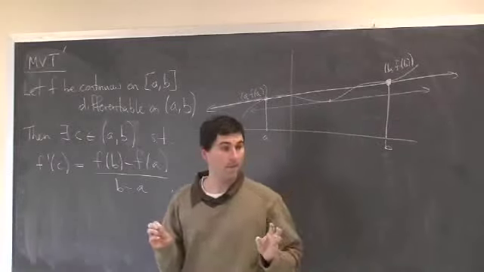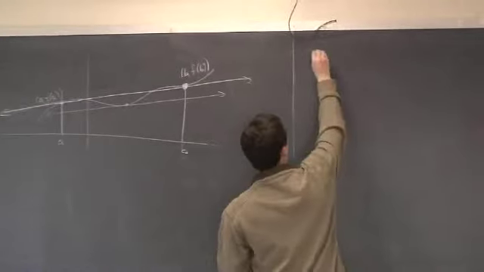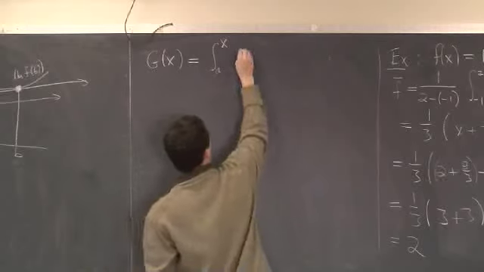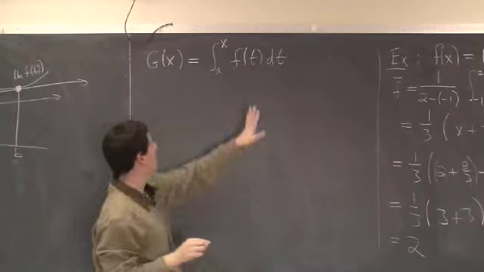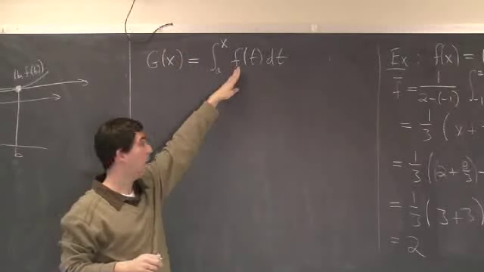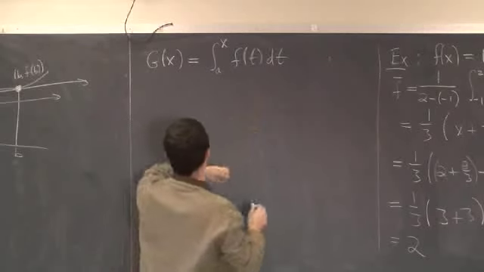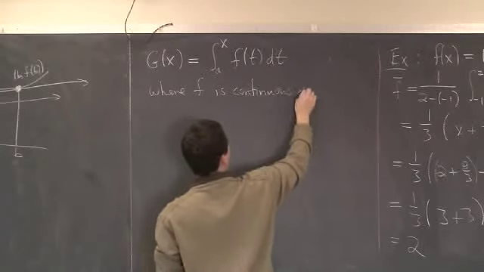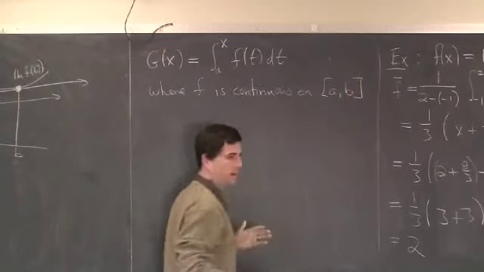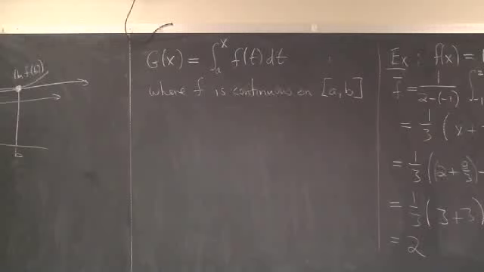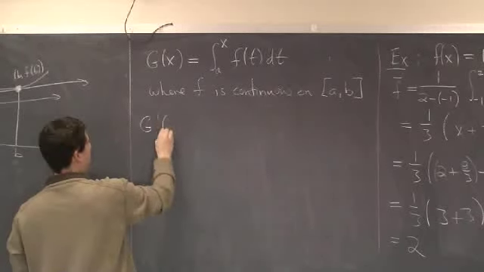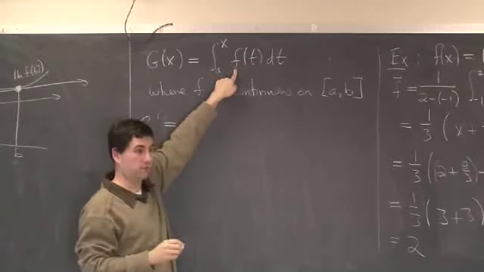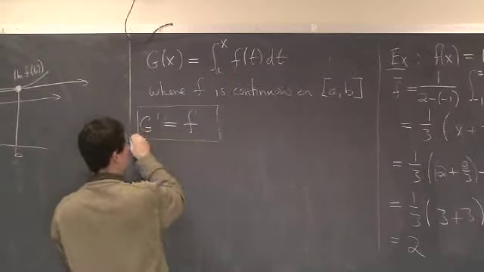So you remember when we did FTC 1, we defined this function g of x. We said let g of x equal the integral from a to x of f of t dt. And here we assume our function f was continuous on the closed interval a, b. And then what did FTC 1 say? Well, it told you something about the derivative. The derivative of this function g is actually your inner function f. That's FTC 1.